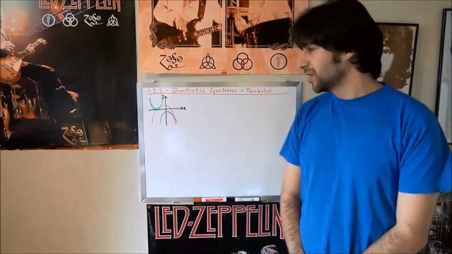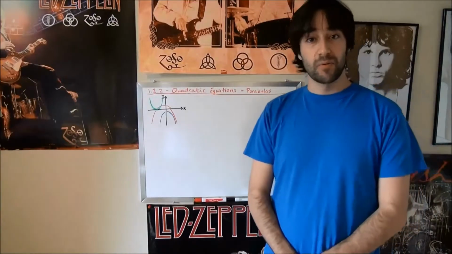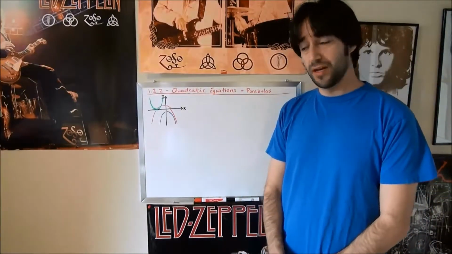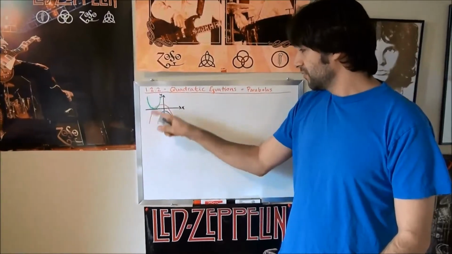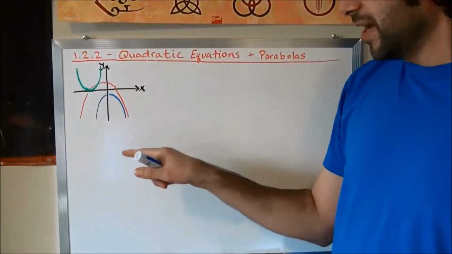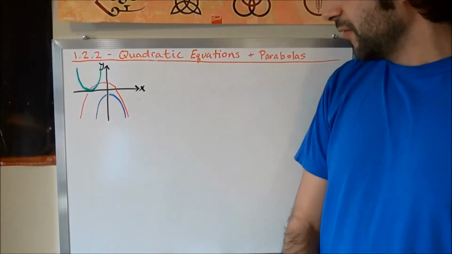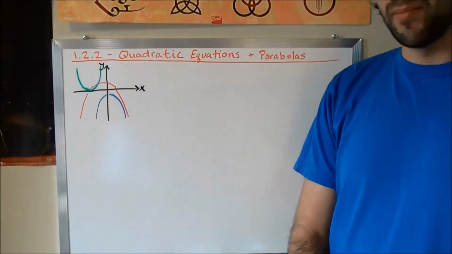In today's tutorial, we're going to be focusing on quadratic equations and parabolas. If you look at this graph here, you'll see a few curves sketched out. A green one, a red one, and a blue one. You may notice right away that the shapes of all these curves seem somewhat similar. And we call that shape type a parabola.